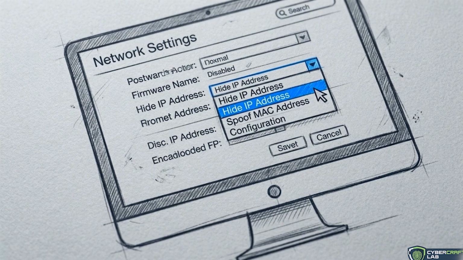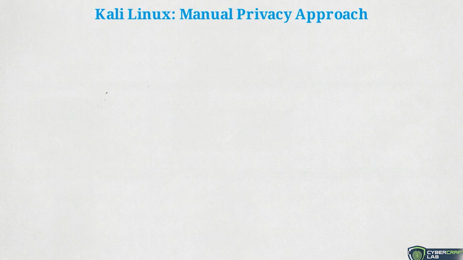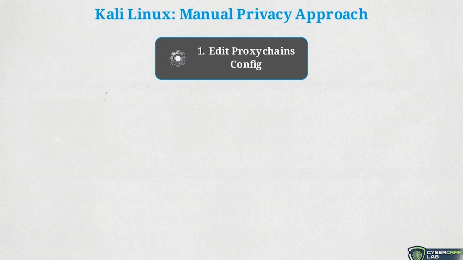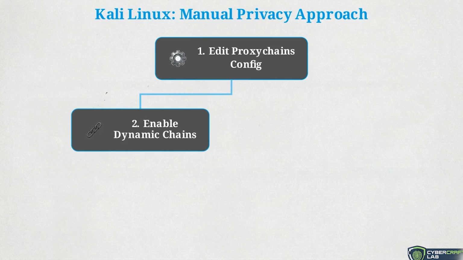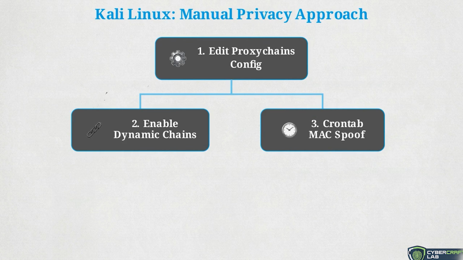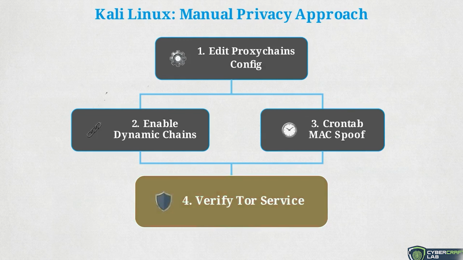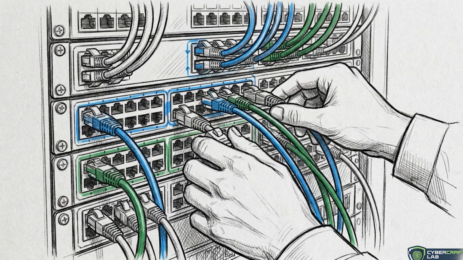Once you are booted up, your first operational goal is hiding your IP and MAC addresses to prevent DNS leaks during a session. This flowchart maps Kali's manual privacy approach. First, open a text editor to modify the Proxychains configuration file. Next, uncomment dynamic chains, so traffic reroutes if a node fails. Then, write a crontab script to spoof your MAC address on boot. Finally, manually verify the Tor service is running. This workflow gives you absolute granular control over exactly which proxy servers are routing your traffic.